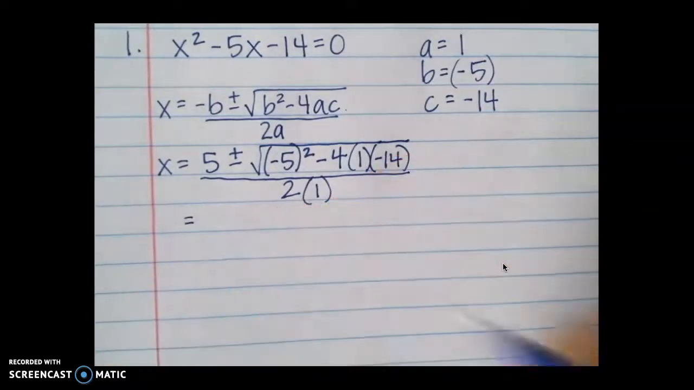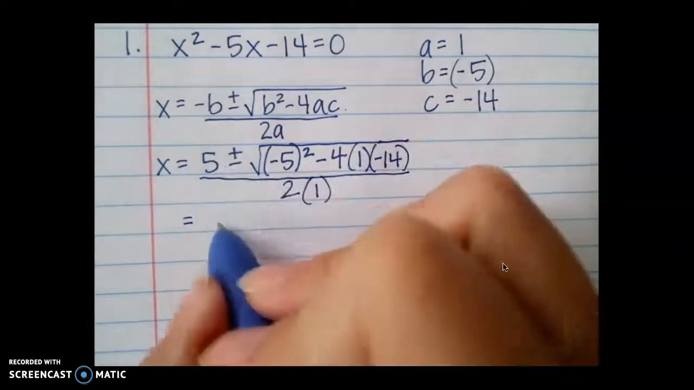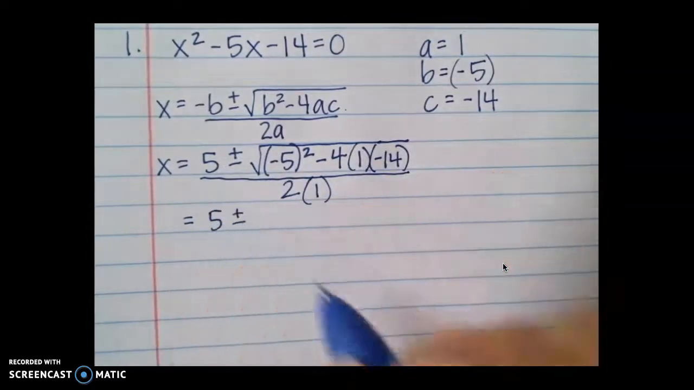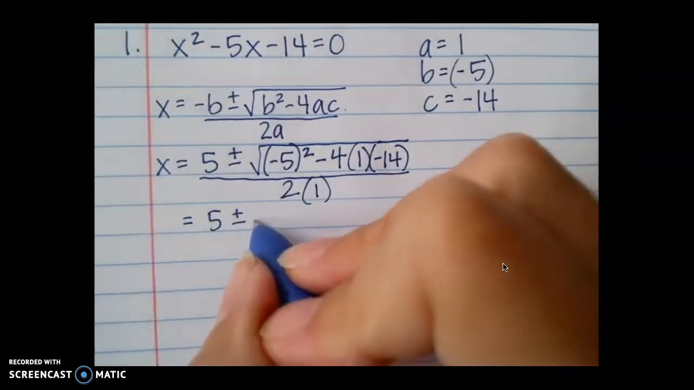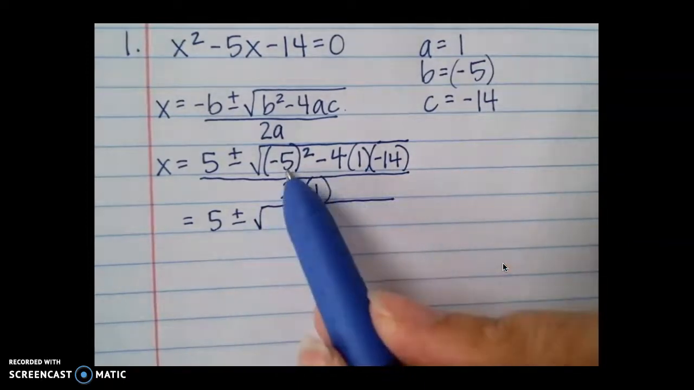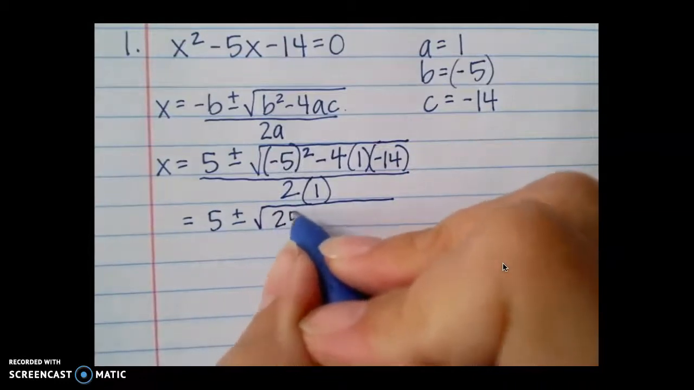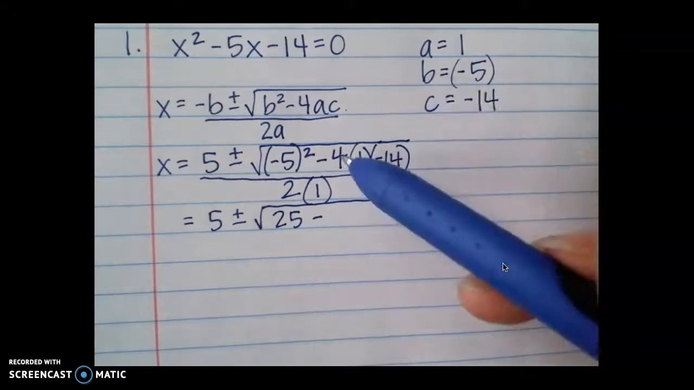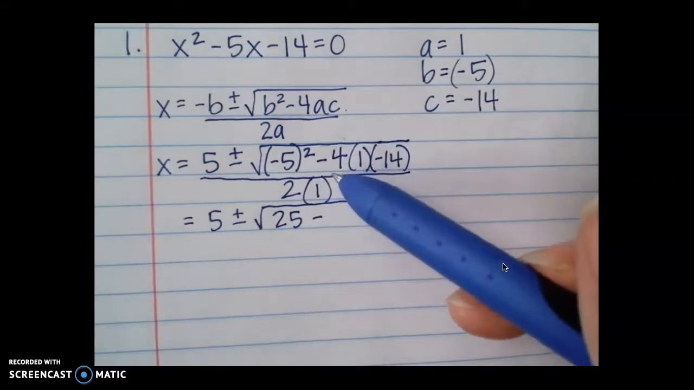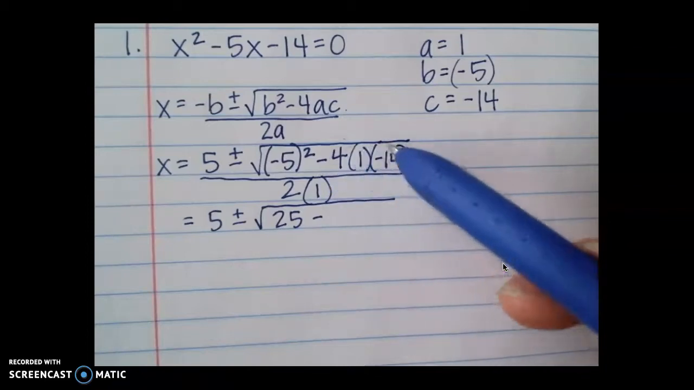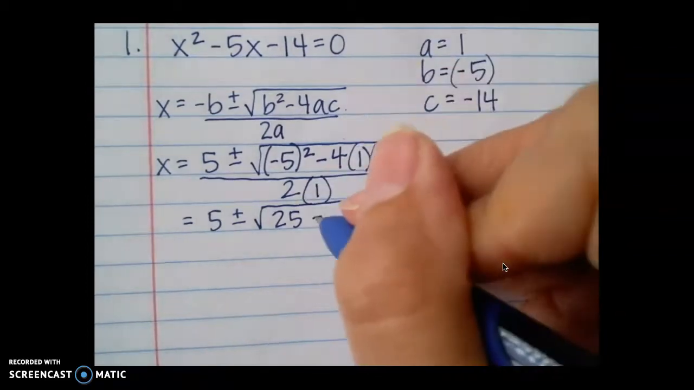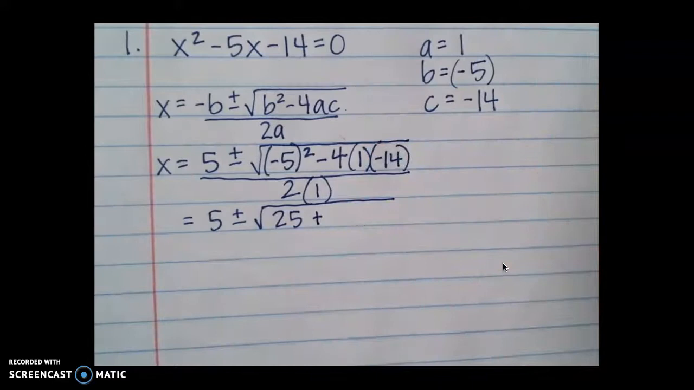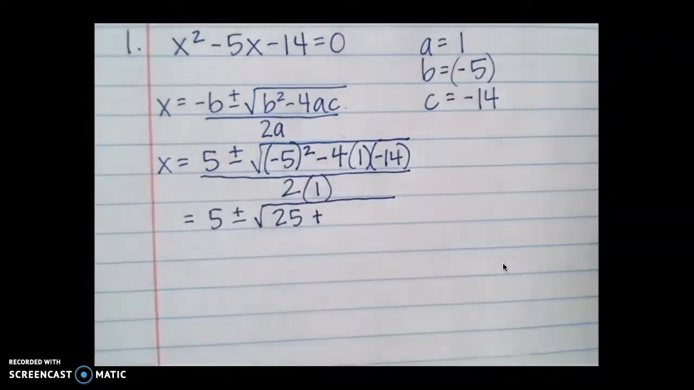So let's start in. 5 is going to just stay 5 for now. Plus or minus, again, we'll get to that later. Let's do this whole thing. Negative 5 squared is negative 5 times negative 5, which is positive 25, minus 4 times 1 times negative 14. Actually, you could look at that as a negative 4 if you want. Negative 4 times negative 14, a negative times a negative. We're going to end up making this a plus because that would be a positive, but I didn't have my calculator ready. Sorry about that.